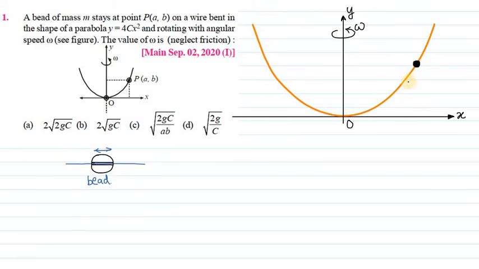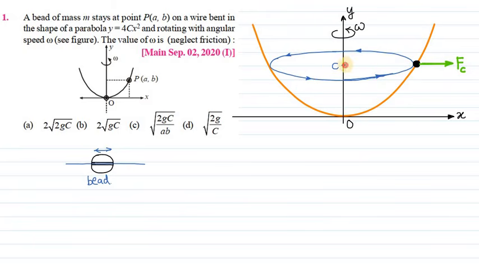So due to this rotation, the bead will experience an outward centrifugal force. Why centrifugal force? Because the particle is going to move in a circle. When the parabola rotates, this particle is going to move along a horizontal circular path, whose center is located here. Let us say C is the center of that circle. So this particle will rotate anti-clockwise along this horizontal circular path.